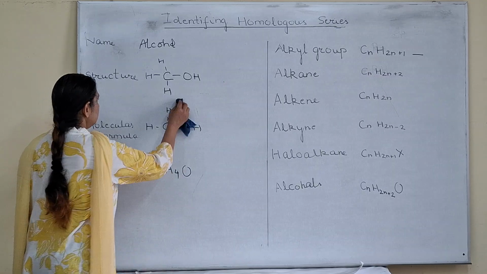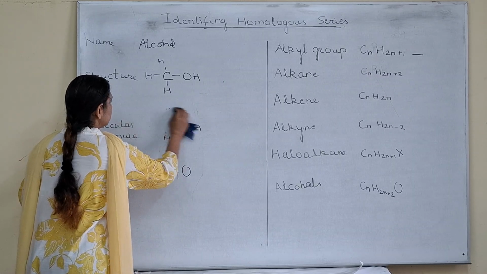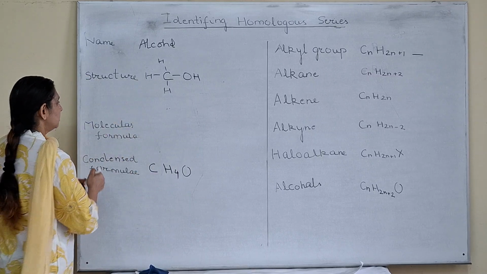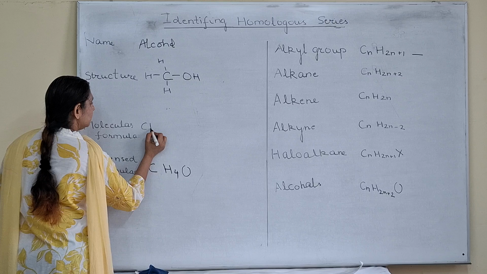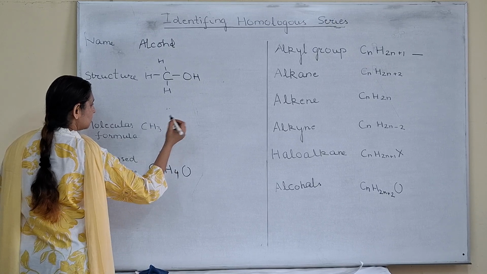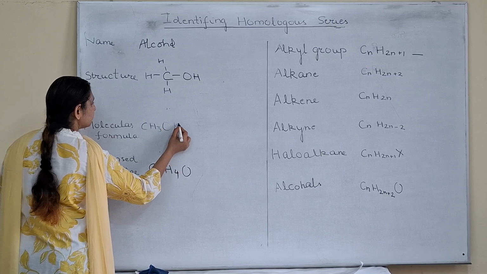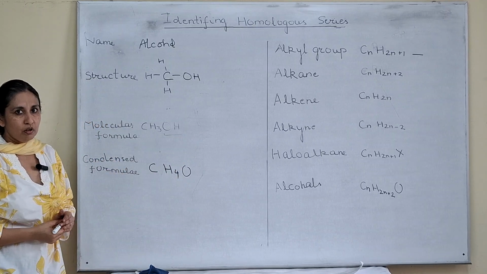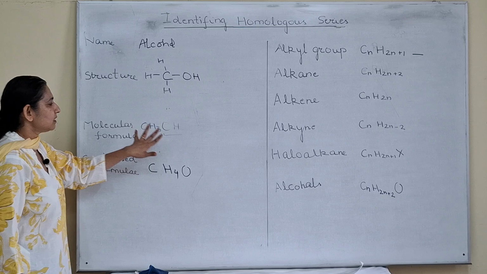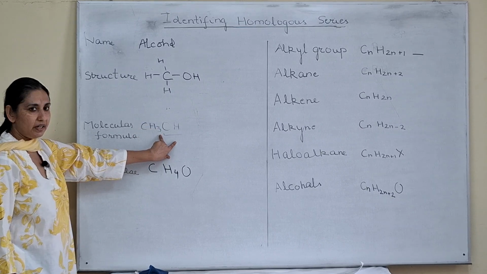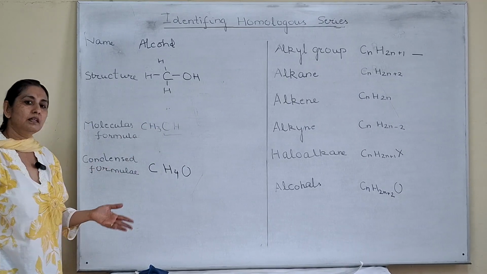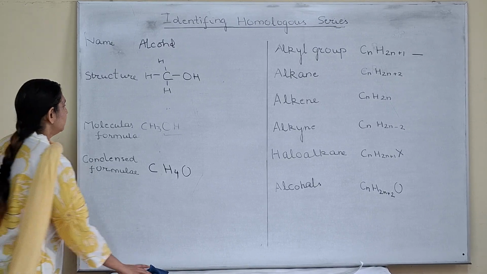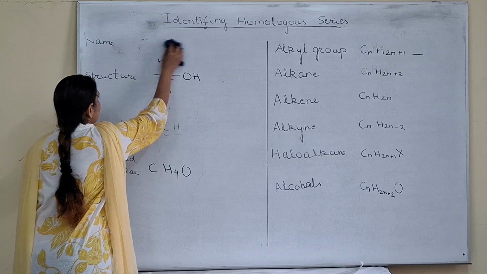Molecular formula will be written as CH3 and OH, so that your functional group is also visible. The moment you see something like this, OH in the end, you will understand that this has to be an alcohol. Fine. Now let's see one more example.